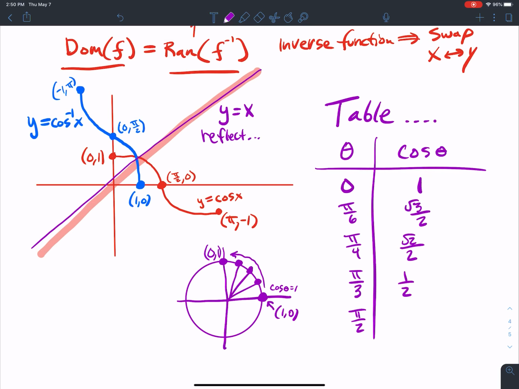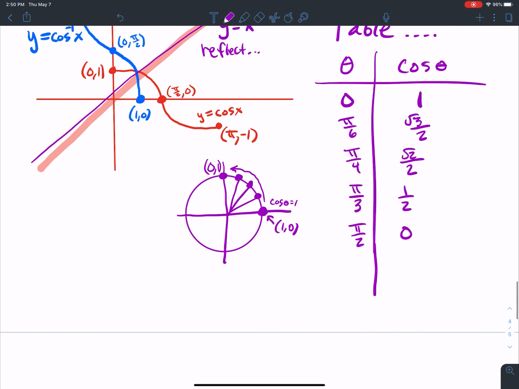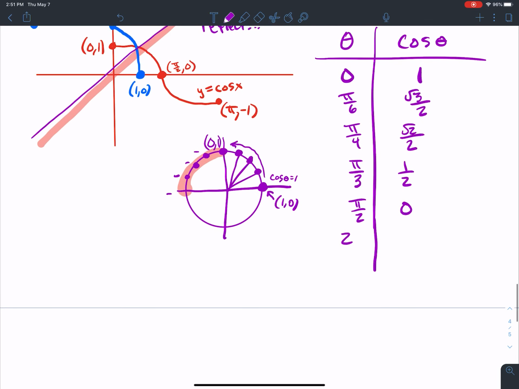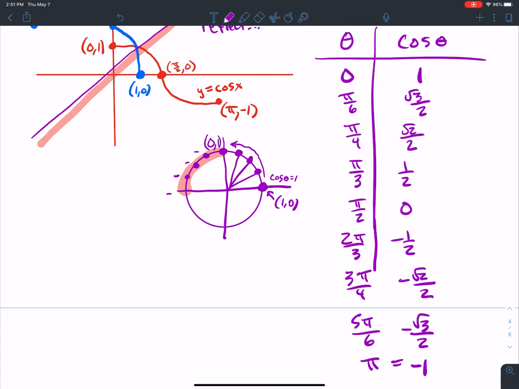Now the only thing that's changing on this side of the unit circle is that all these values become the negative of what they were. So at 2 pi over 3, this is negative 1/2. At 3 pi over 4, that's negative square root 2 over 2. And at 5 pi over 6, this is negative square root 3 over 2. And then last, at pi, we get to negative 1.